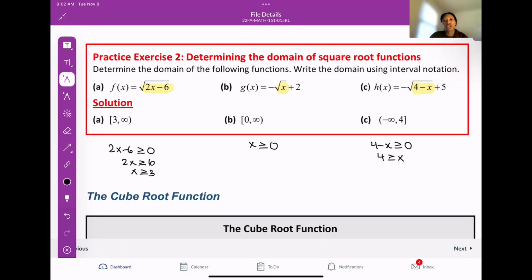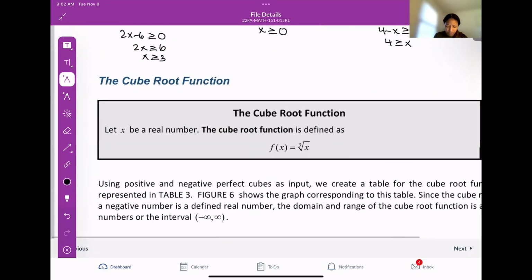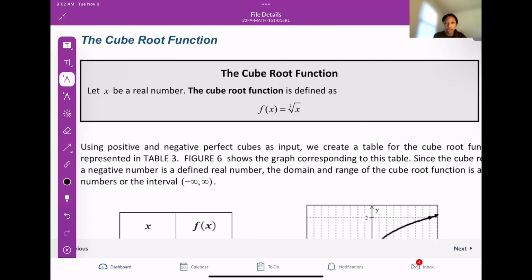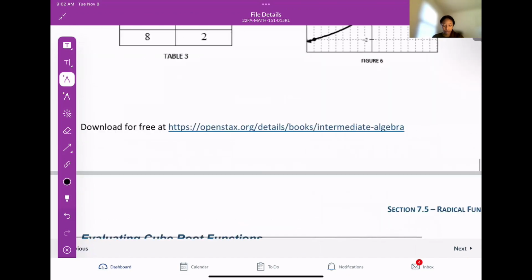We also have cube root functions that we need to talk about quickly. This is our last exercise from this section. The cube root function is just the inverse of cubing a number. Unlike the square root function, the cube root function is defined everywhere. So the domain is all real numbers. We can take the cube root of positive or negative numbers, so we don't run into any issues.